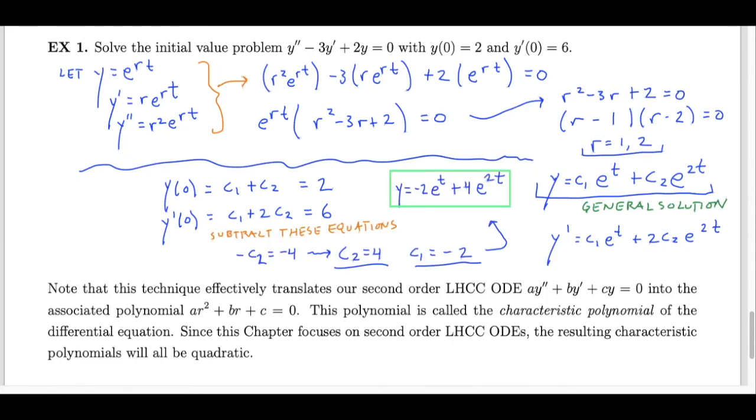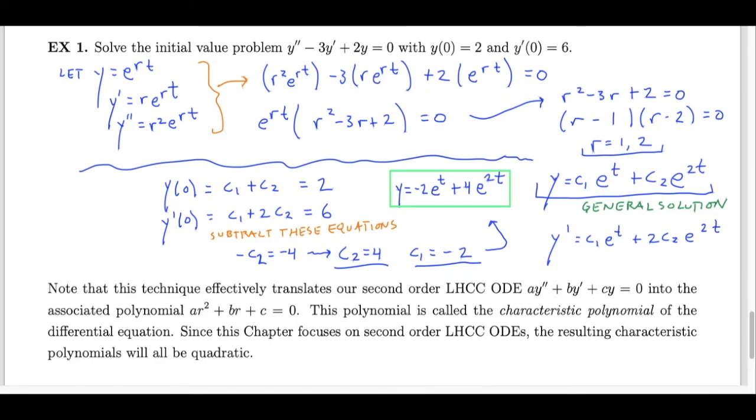Not surprisingly, I've kind of run out of room in doing my calculations. Here I chose to subtract these two equations. So I just took the first equation minus the second equation, and then that led pretty directly to the fact that C2 equals 4. Plugging that into my first equation tells me that C1 equals -2, and then that yields the actual solution, which I've put in this green box right here. That's our final answer, and so we're done with this problem.